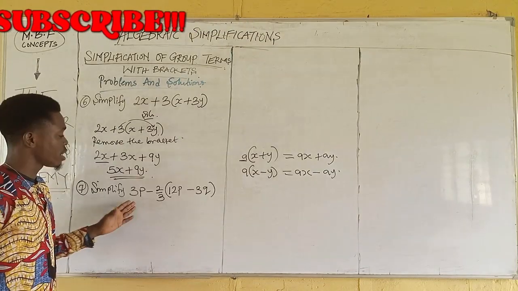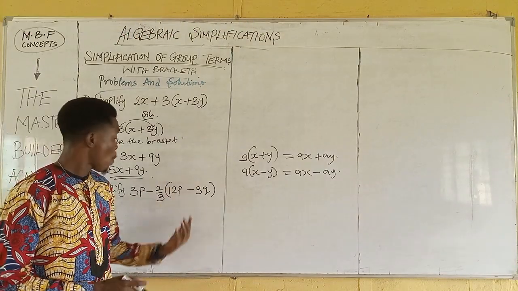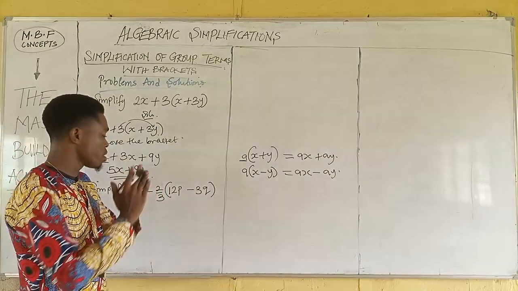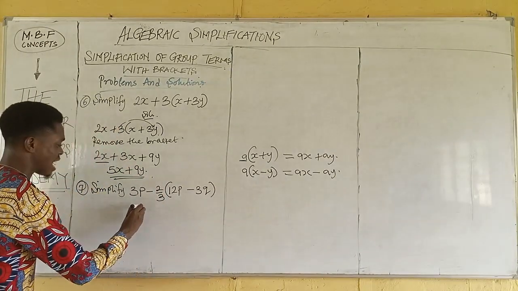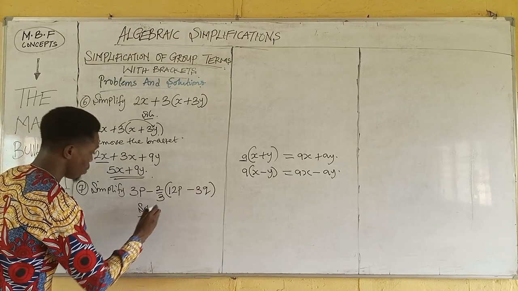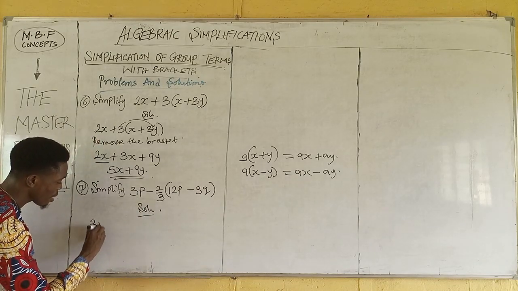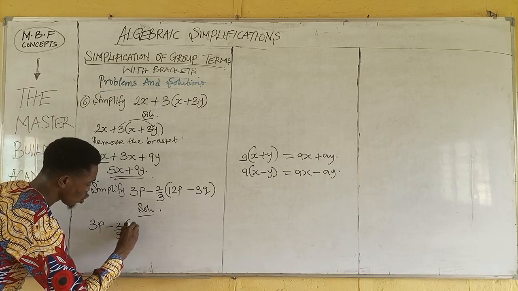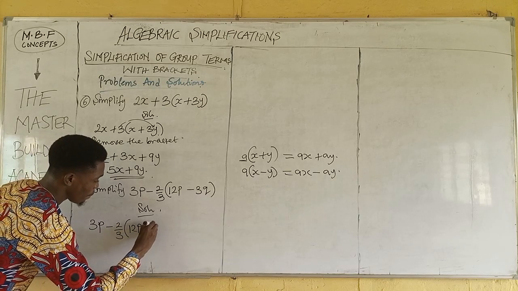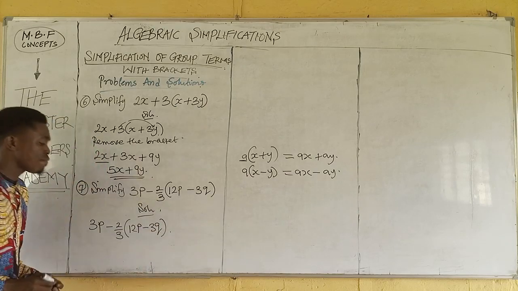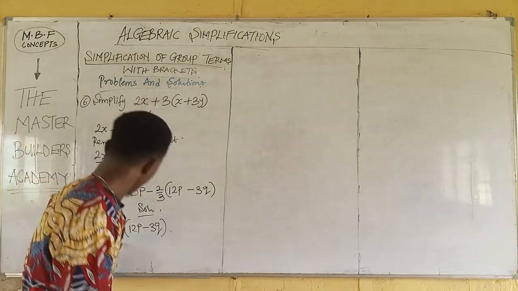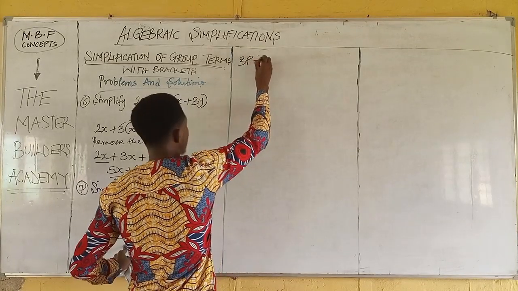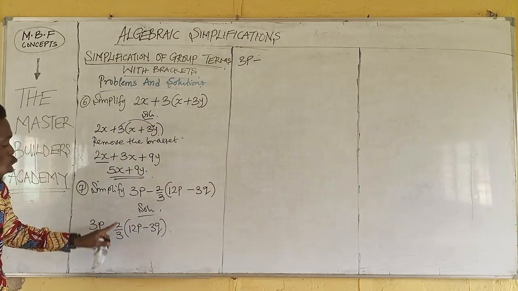So we look at the question: 3p minus 2 over 3, open bracket, 12p minus 3q, close bracket. Now we have our solution on the board. Then we have 3p minus 2 over 3 into 12p minus 3q. So the first thing we will do now, guys, is to simply put down 3p minus, now, minus 2 over 3.